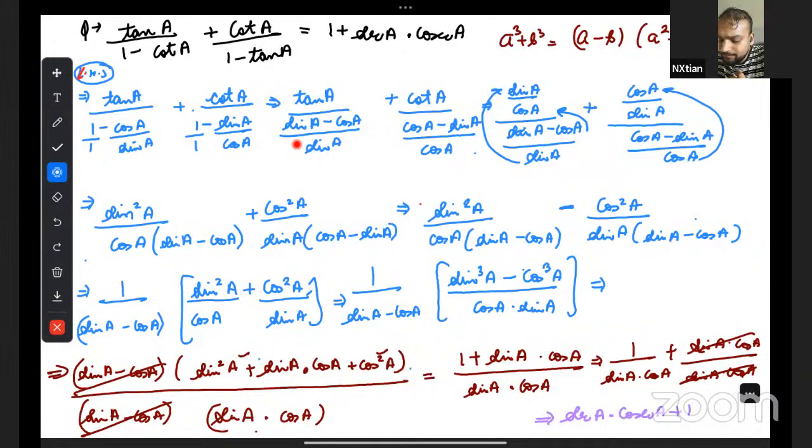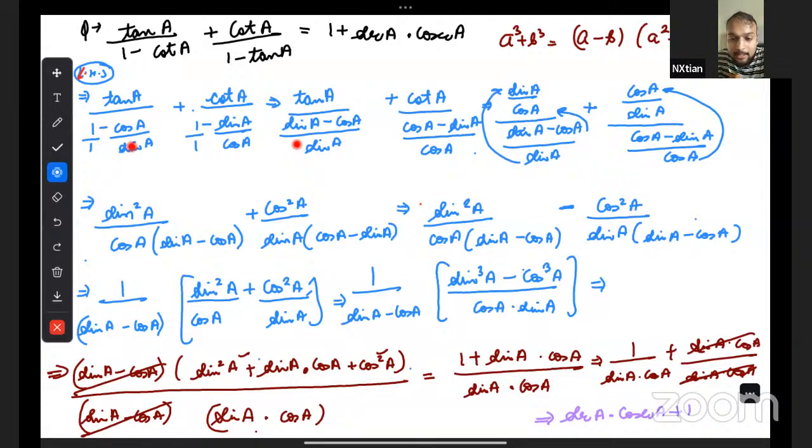Okay, now listen, guys. Yesterday we had this question: tan A upon 1 minus cot A plus cot A upon 1 minus tan A is equal to 1 plus sec A cosec A. This is the question we have. Now, what I did, I wrote this cot A as cos A upon sin A, and I wrote this tan A as sin A upon cos A. Any problem in that? No problem. Now, 1 minus cos A upon sin A.